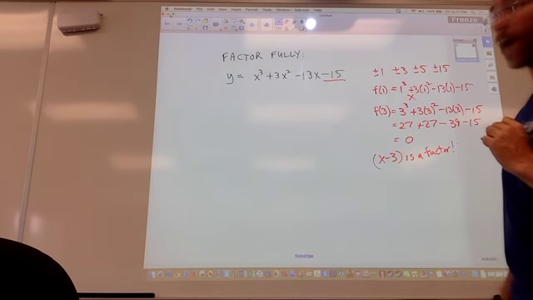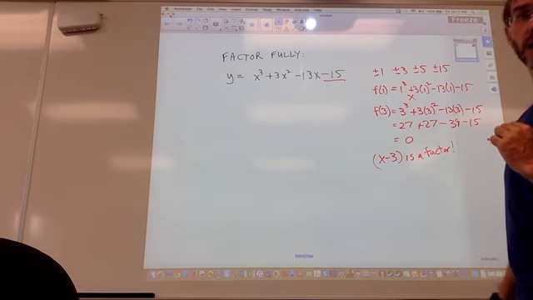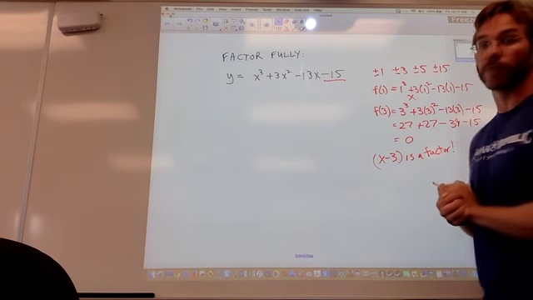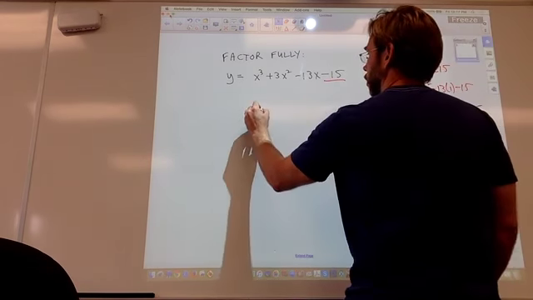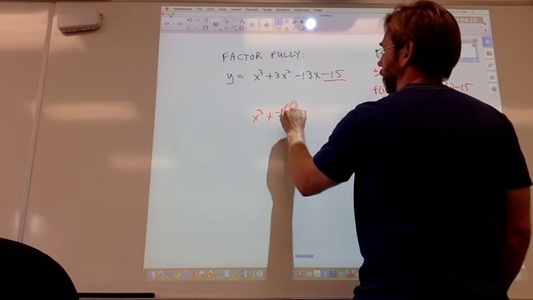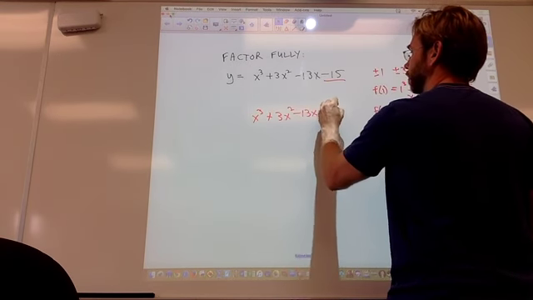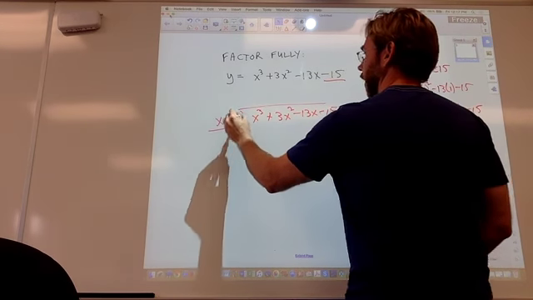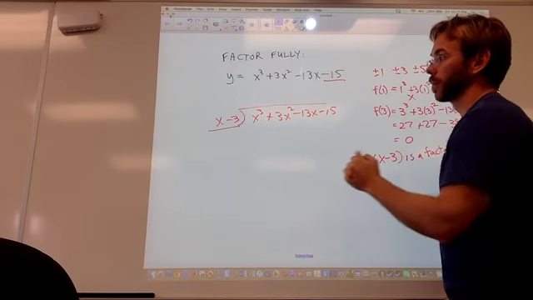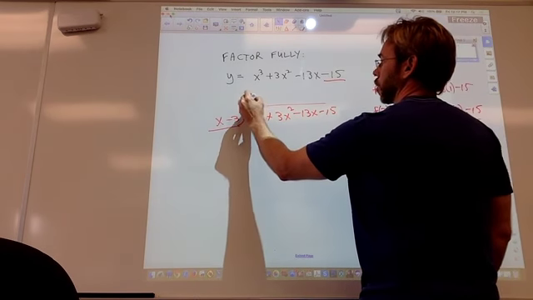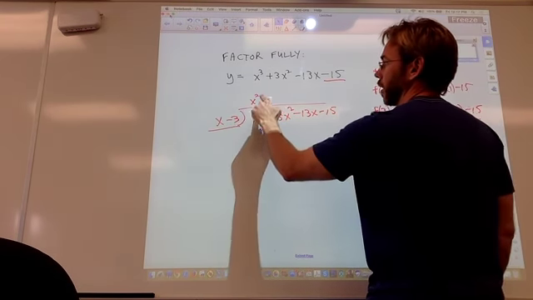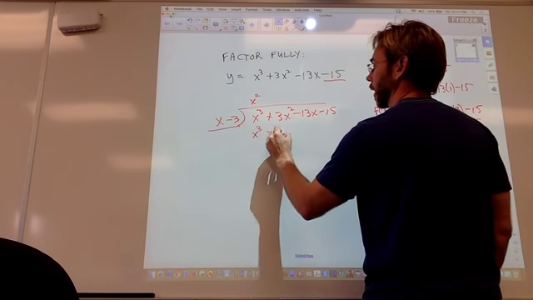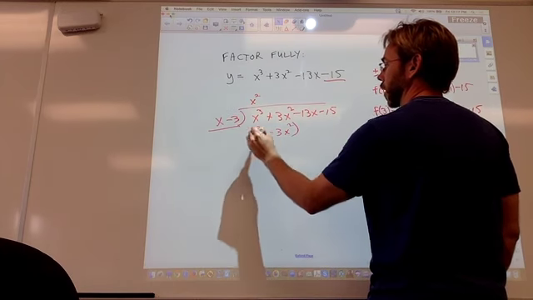And now with that factor, I can apply polynomial division to simplify the cubic down to see what's left that I can end up further factoring. So I'm going to write this out and apply polynomial division. This is being divided by my factor x minus 3. x divides into x cubed, leaving x squared. x squared times x is x cubed. x squared times negative 3 is negative 3x squared.